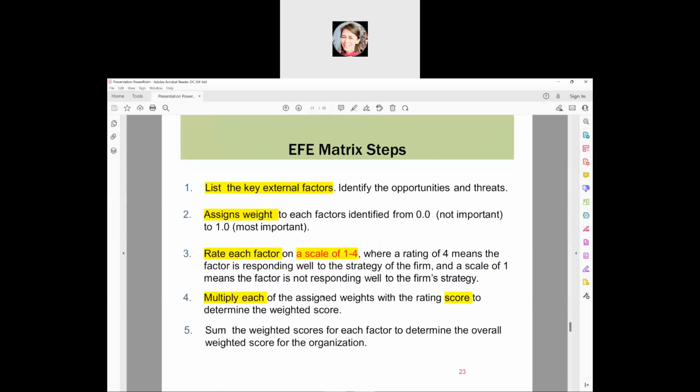The next slide, slide 23, are the steps to follow to develop the EFE matrix. So we know what this matrix is, and the next thing to know is how to develop this. This is a step-by-step guide to come up with a matrix. There are 5 in here. This is useful when you do your matrix later on. You'll be having this in your next assignment. So this is very useful.